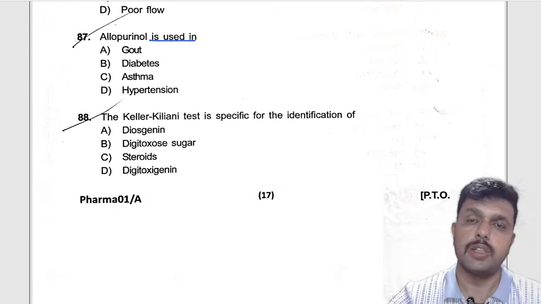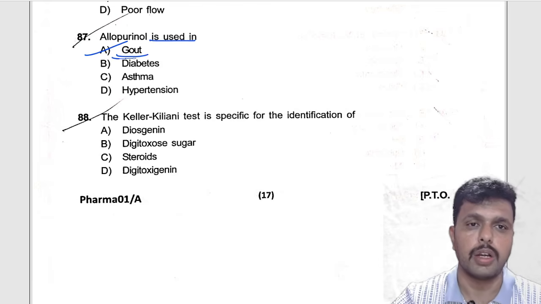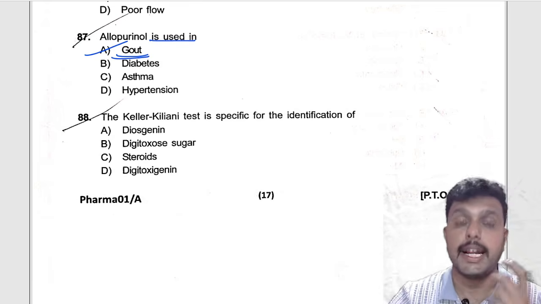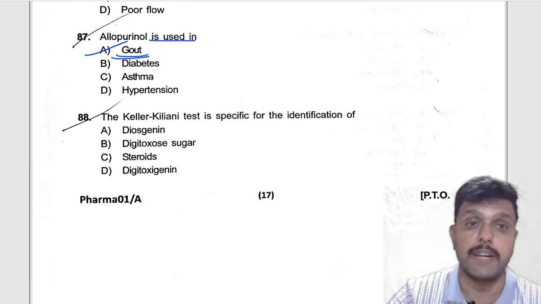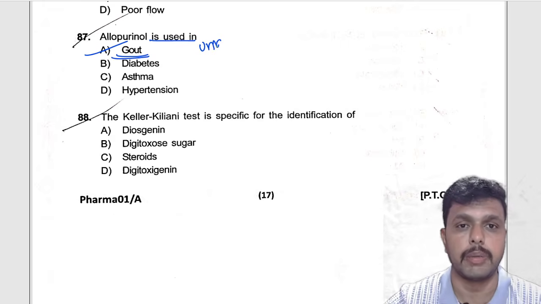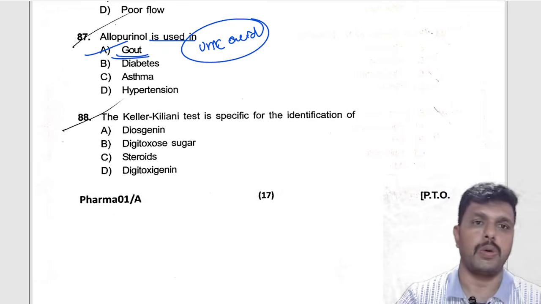Allopurinol is used in gout. How does it act? It acts by decreasing uric acid formation. Okay, so what does it do to uric acid formation? It decreases it. Okay, all important for allopurinol.